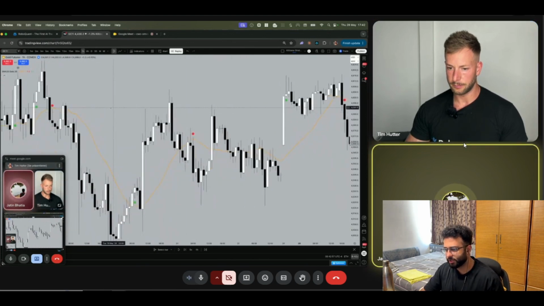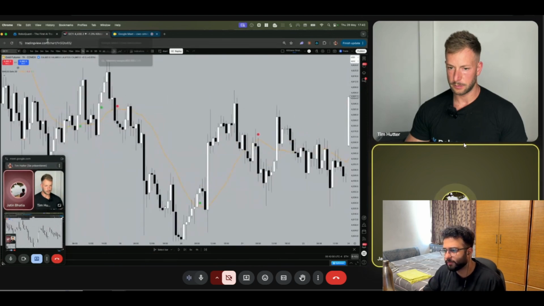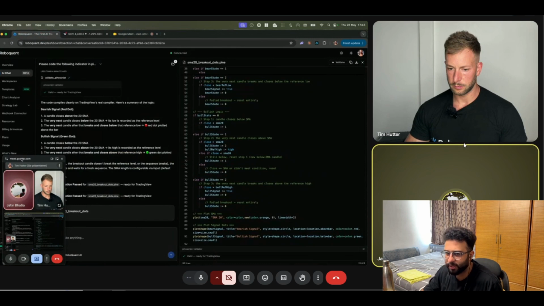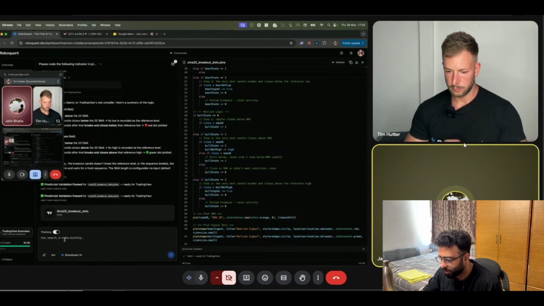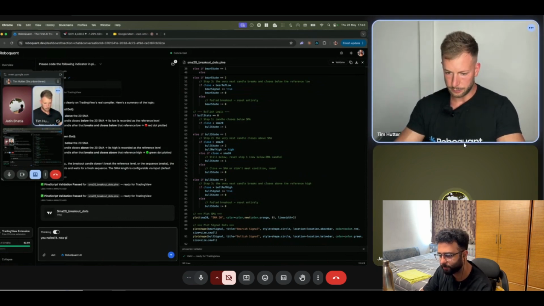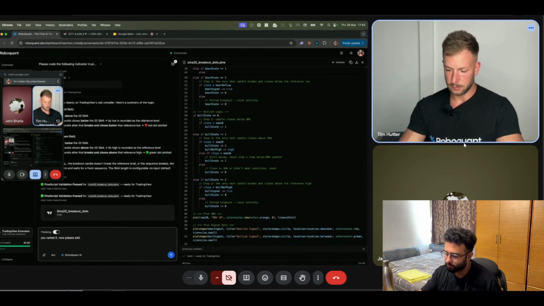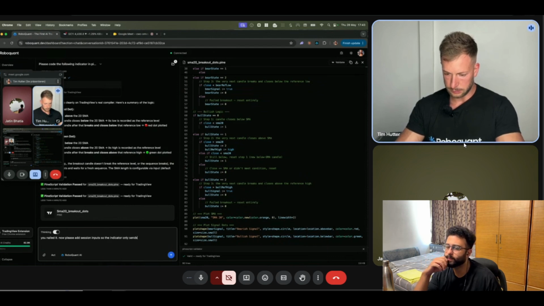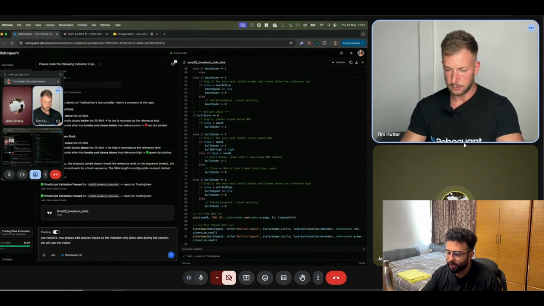Yeah, no, we have session times. According to the Indian time zone, I have from the morning, I think 9:30 a.m. to I think 12:30 a.m. at night. Okay, I'd say you nailed it. Now, please add session inputs, so the indicator only plots dots during the session. We will use Indian Standard Time.